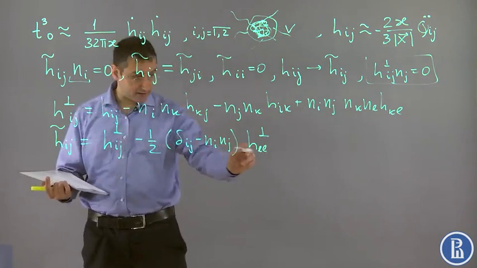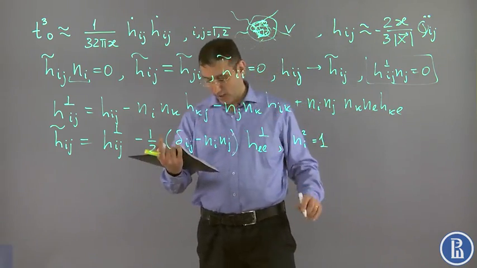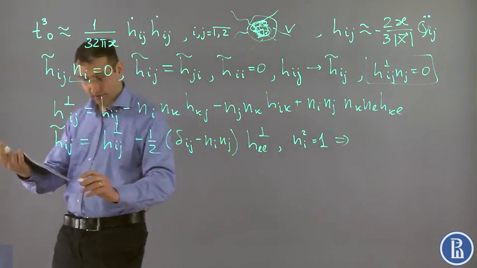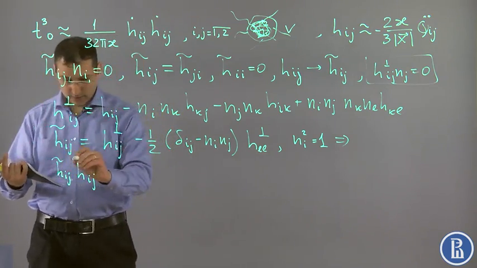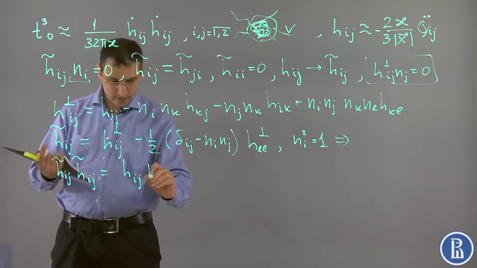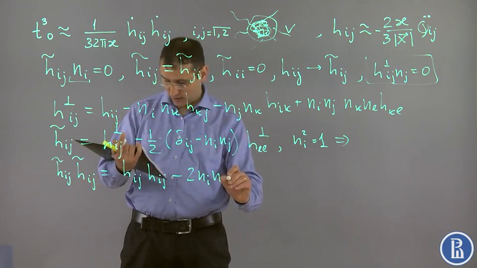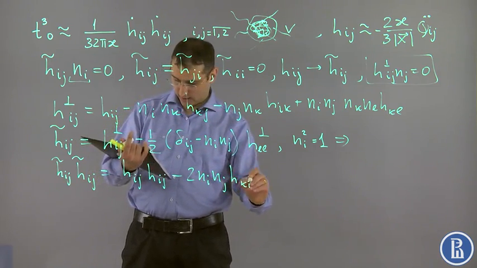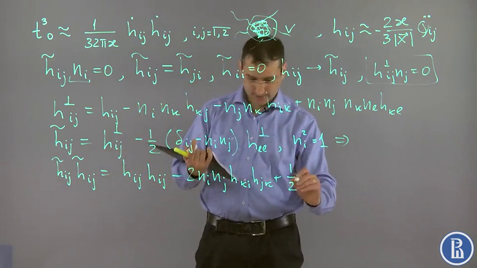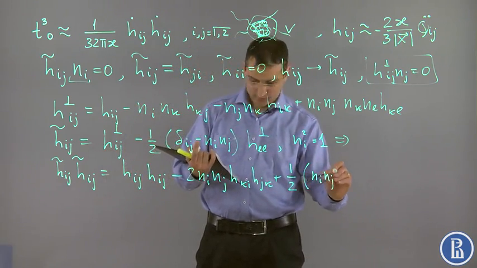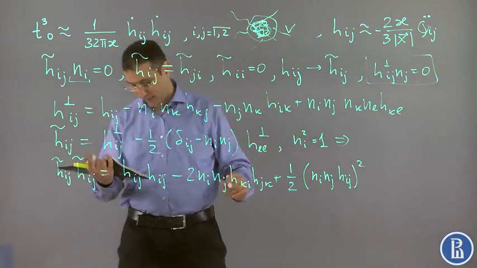Now having this, and using the fact that n_i squared is equal to 1, we have the following situation: H_ij times H_ij twiddle is equal to H_ij squared minus 2 n_i n_j H_ki H_jk plus 1/2 n_i n_j H_ij squared. So this is what we obtain.